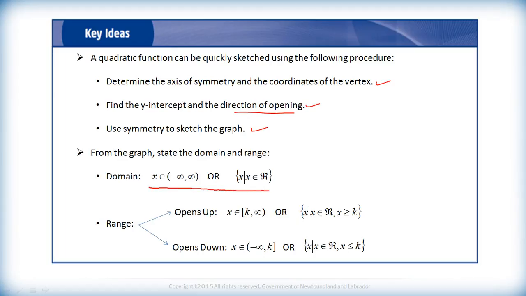So the domain is the same for all parabolas, looks like this, unless, of course, there's a contextual problem where we have to put some other restrictions on it. But for what we're doing now, that's not the case. Now, the range is different. If the graph opens up, we go from wherever the bottom of the graph is, so the minimum value at that vertex, all the way up to infinity, and we include, square bracket for include, the vertex.